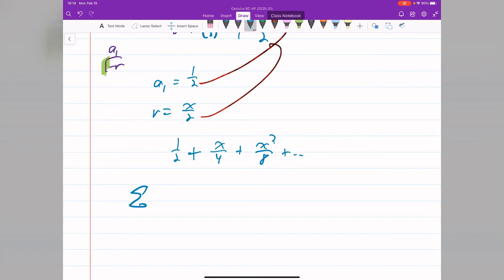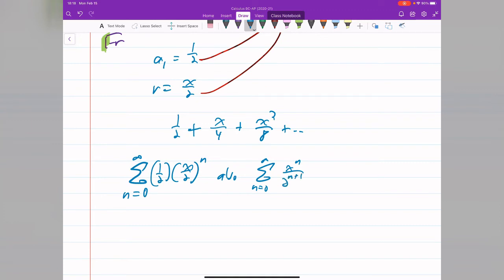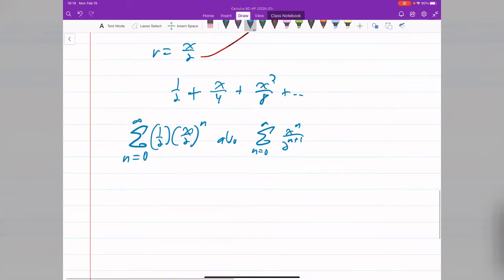But my sigma is going to be the sum from n equals, we can put in a 0 to infinity, first term times r to the nth power. We can also express that as the sum from n equals 0 to infinity of x to the n over 2 to the n times another 2, it would be 2 to the n plus 1, if you want to treat that as coefficients and the actual terms.